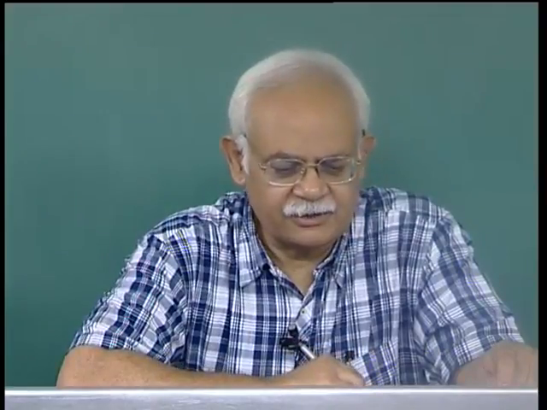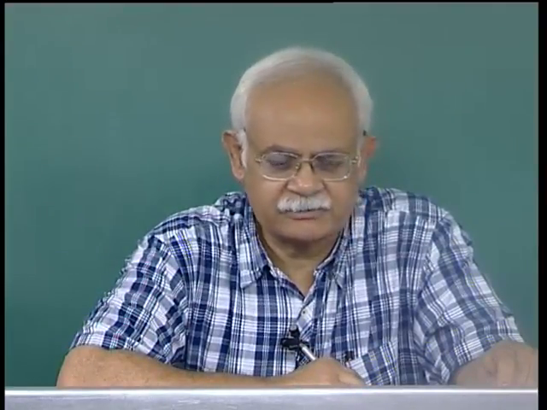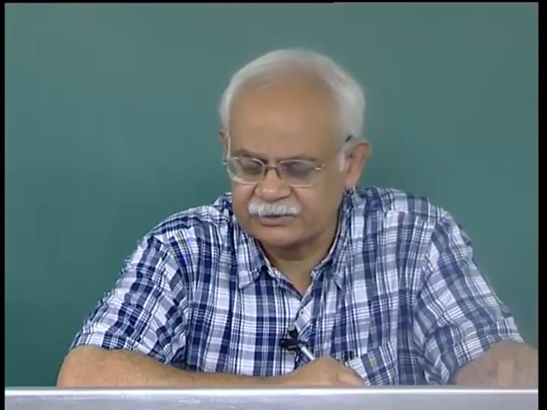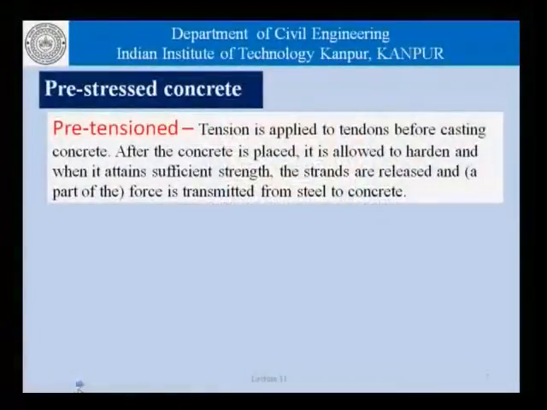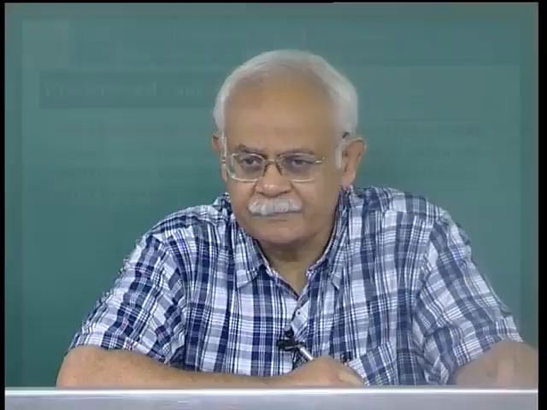Coming to pre-stressed concrete, we have talked about it sometimes, that there are two kinds of pre-stressing in concrete. One is pre-tension, where tension is applied to tendons before casting the concrete, and after the concrete is placed, it is allowed to harden, and when it attains sufficient strength, the strands are released. That is, the tension in the strands is then transferred from the steel to the concrete, or at least a part of it is transferred to the concrete, and by that token the tension in the steel tendons reduces to some extent.